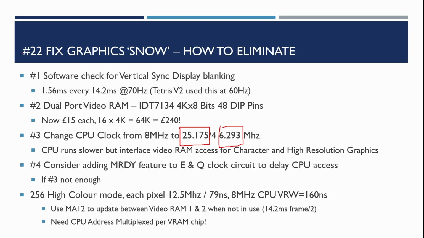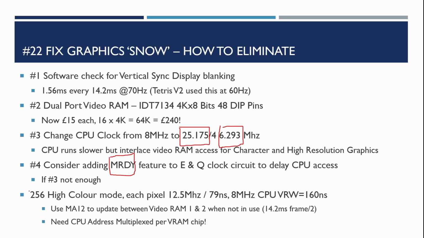There is another option that we've got. There is a memory ready feature on the 6809 and in the 6809E that we used for the 8 megahertz version. There is a circuit that allows us to introduce a delay to the memory access. If number 3 wasn't sufficient, we might be able to add this delay circuit to the clock, and that would allow us to extend the CPU access to the video RAM until a point in time where the CRTC had finished with it, and then we could let the CPU access it.